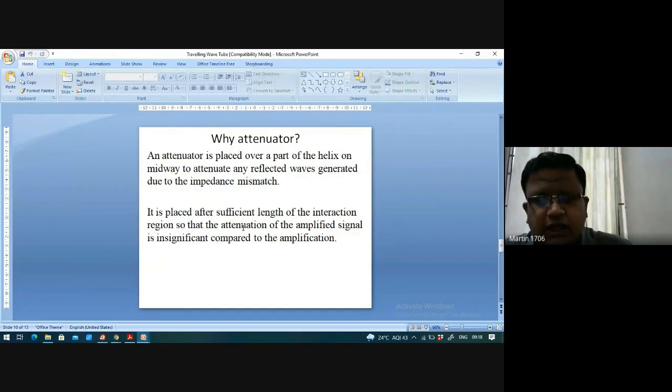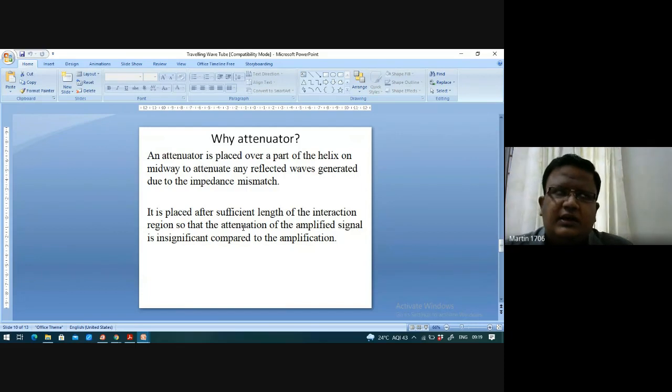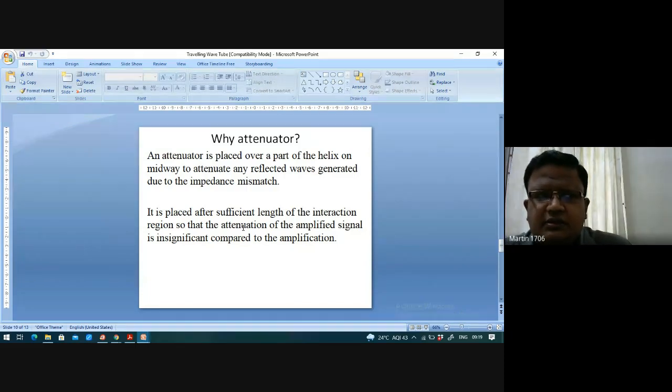Why an attenuator? In most microwave workbench setups, we need the attenuator. The word attenuation is nothing but loss. The attenuator is placed over a part of the helix midway to attenuate any reflected wave generated due to impedance mismatch. If I go to an empty hall and shout, what happens?